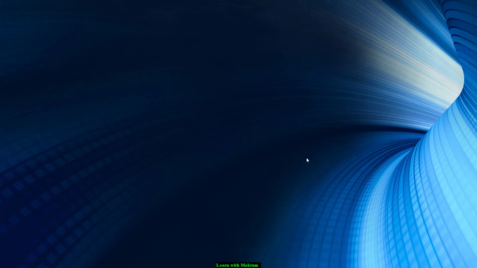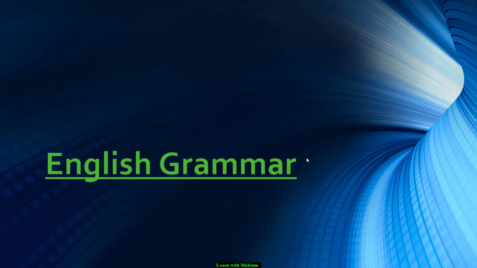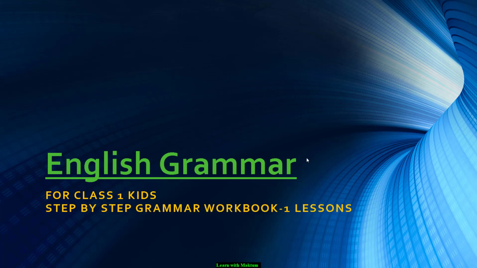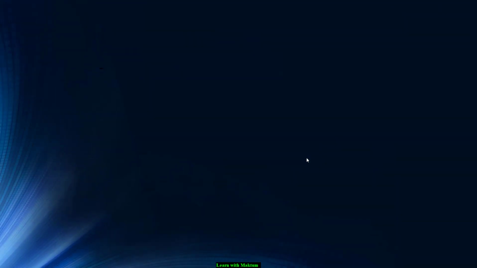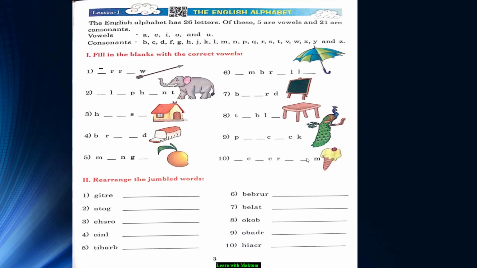Till now, in English, we have completed two chapters. So today, we will discuss a bit of grammar. This grammar is for class 1 kids and we are going to refer to your workbook, Step-by-Step Grammar workbook. From that book, we are going to cover the lessons in English grammar. Okay? So, beginning with the first lesson, the English alphabet.